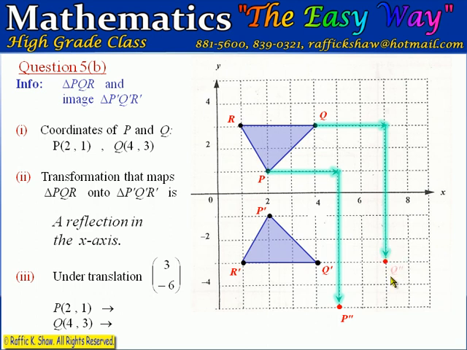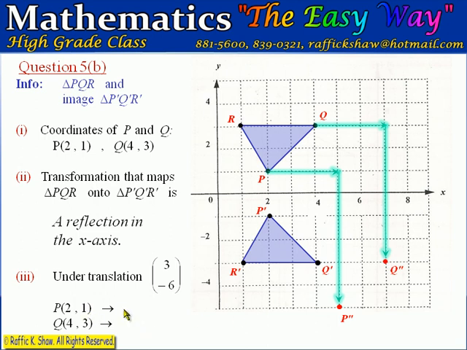And if we call again the image of Q under this translation Q double prime, then Q double prime will be right here. And what are the coordinates of this point? (7, -3). Again, it's 3 units to the right, 1, 2, 3, 6 units down, 1, 2, 3, 4, 5, 6. So that's it.